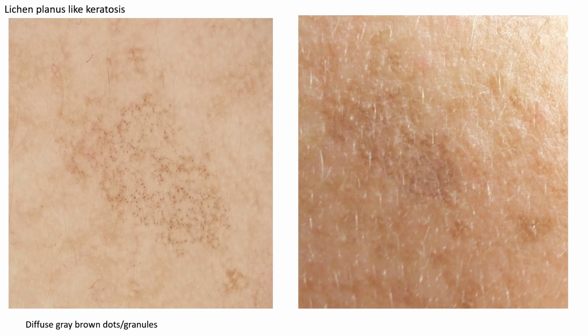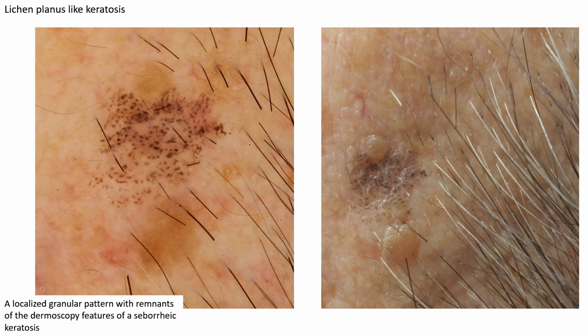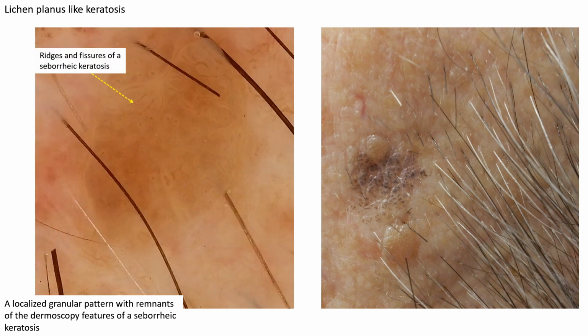So here we have this subtle lesion on the cheek, and one sees the diffuse gray-brown dots and granules. In this case, a slightly different pattern, dermoscopically characterized by gray dots, granules, diffuse, and clumps of pigment. And in this case, we see this localized granular pattern with remnants of the dermoscopy features of a seborrheic keratosis. And here one sees the seborrheic keratosis component with these ridges and fissures.